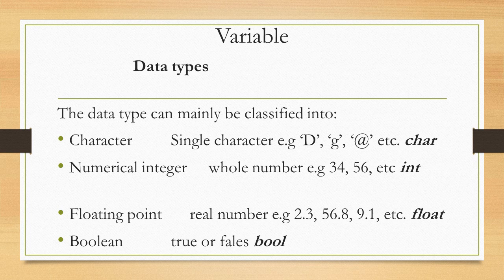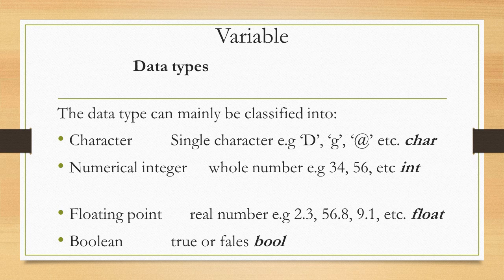Then the next one, numerical integer. Yes, that one is dealing with whole numbers. Example is maybe something like 34, 56, etc. Like our ages. Mostly our ages are in whole numbers. How old are you? You can just say I am 21. You don't say 21.5 years old. No, just tell us you are either 21 or 22. Okay. Then integer, how it's represented in C++ is int.